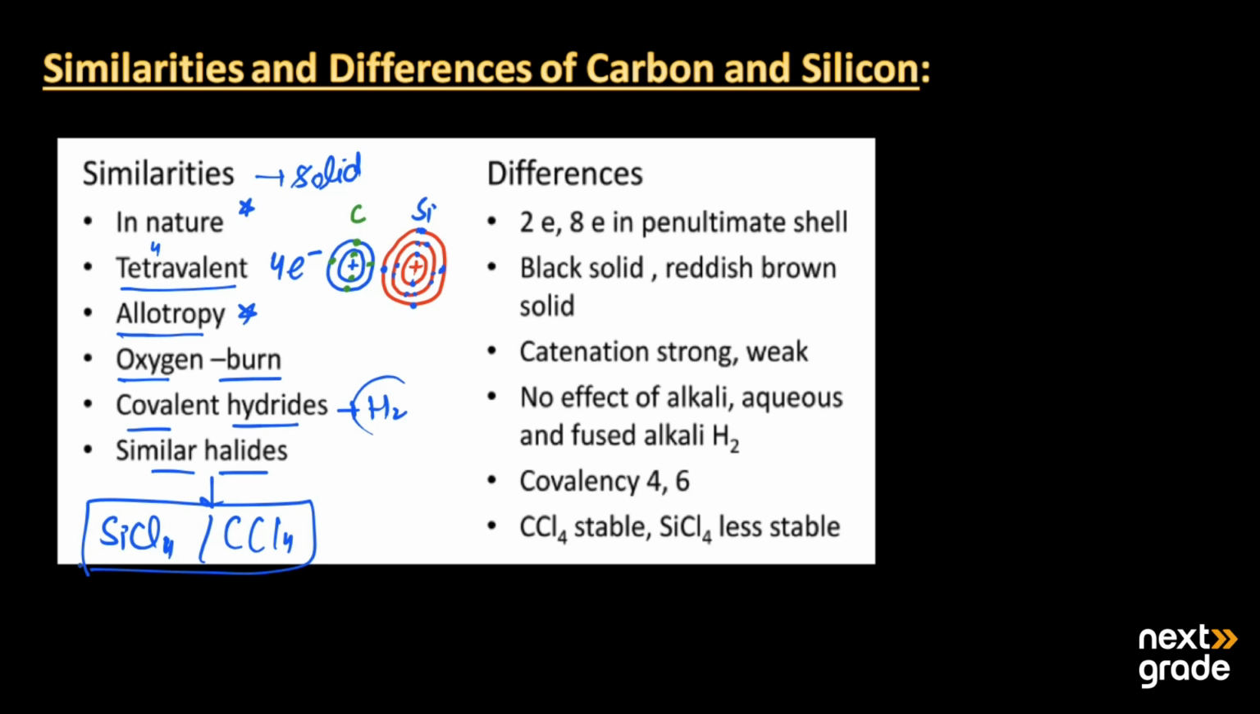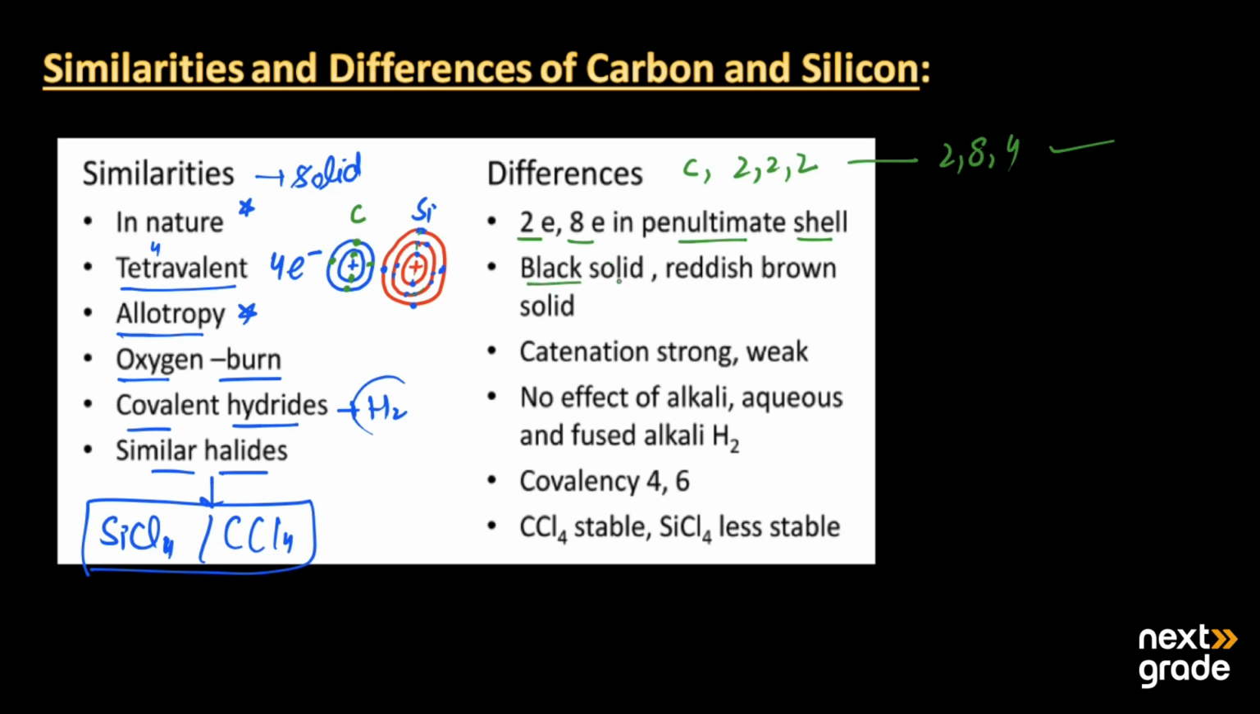Let's move to the differences between carbon and silicon. The first difference is that carbon has 2 electrons in the penultimate shell, while silicon has 8 electrons in the penultimate shell, which is the shell next to the valence shell. The electronic configuration of carbon is 2, 2 and for silicon we have 2, 8 and then 4. So this is a simple electronic configuration difference.